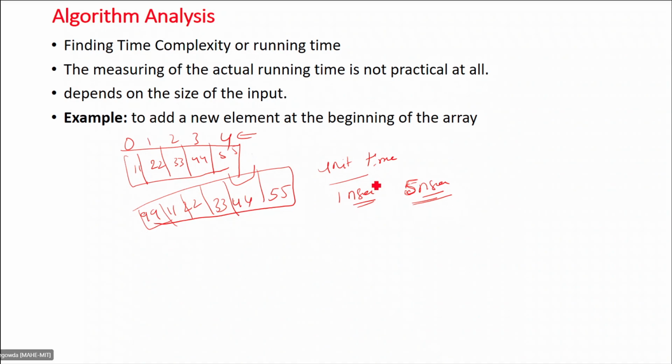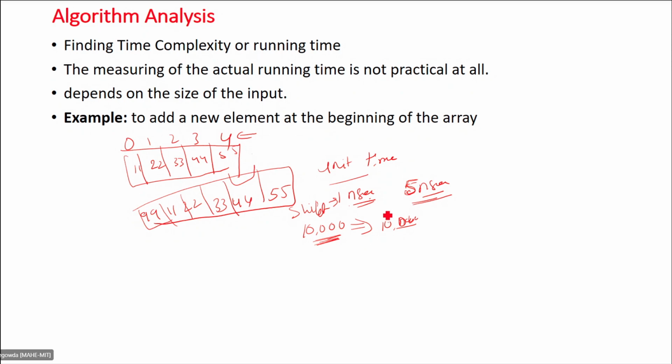But suppose there is a huge number of elements in the array, say for example I have 10,000 elements in the array. If you wanted to insert a new element at the beginning of the array, we need to perform 10,000 shift operations. If each shift takes 1 nanosecond, then in order to shift 10,000 elements, 10,000 nanoseconds of time is required.